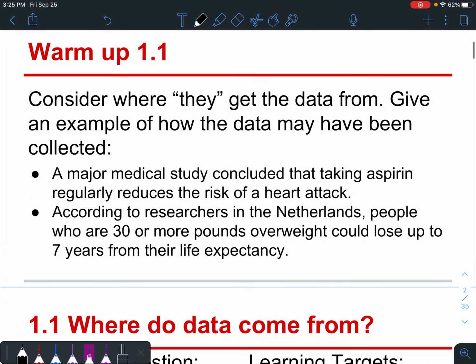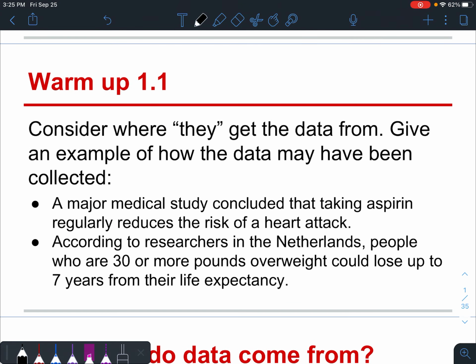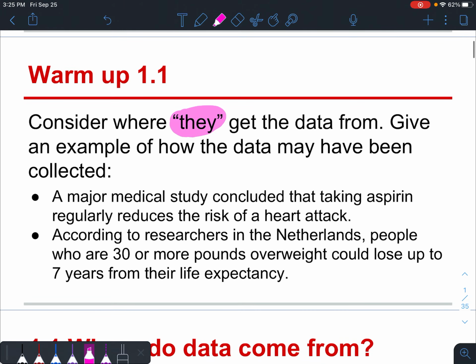So what I want you to do is think about this. Consider we're they, and notice we're just saying they, that's the statisticians, the people that are running the survey or experiment or whatever it is. Just envision they, them, who are getting the data. Where do they get the data from? Give an example of how the data may have been collected. So read through those real quick, think to yourself.